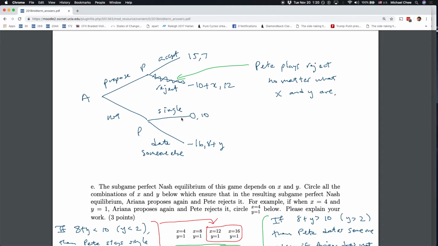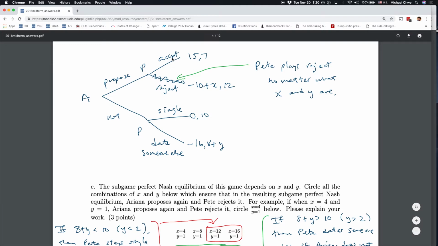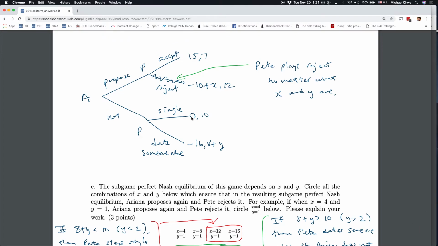What happens if Ariana doesn't propose? Well, Ariana could get either a 0 or a minus 16. We don't know. That depends on what Pete does. What will Pete do? Well, Pete's choosing between the 10 and 8 plus Y. So it does depend on what Y is. It's a little bit different from here, right? Here we can say Pete will always reject, but here we can't say necessarily. So if Y is 1, for example, then this is 10 versus 9. Pete's going to remain single, right? If Y is 1.